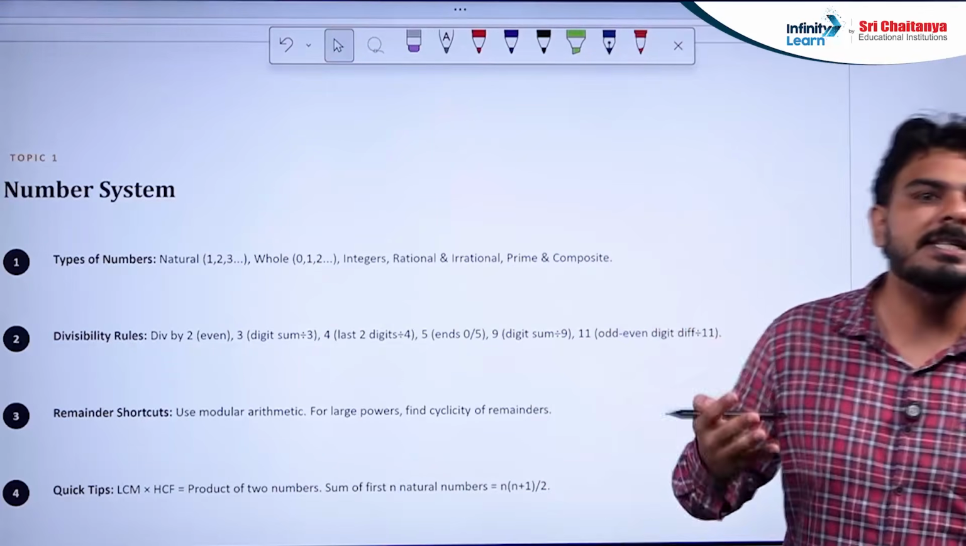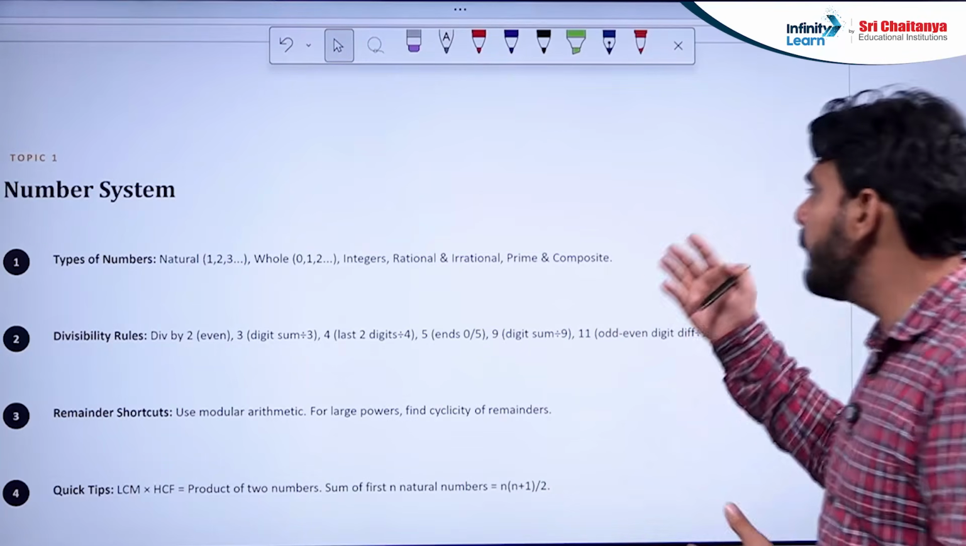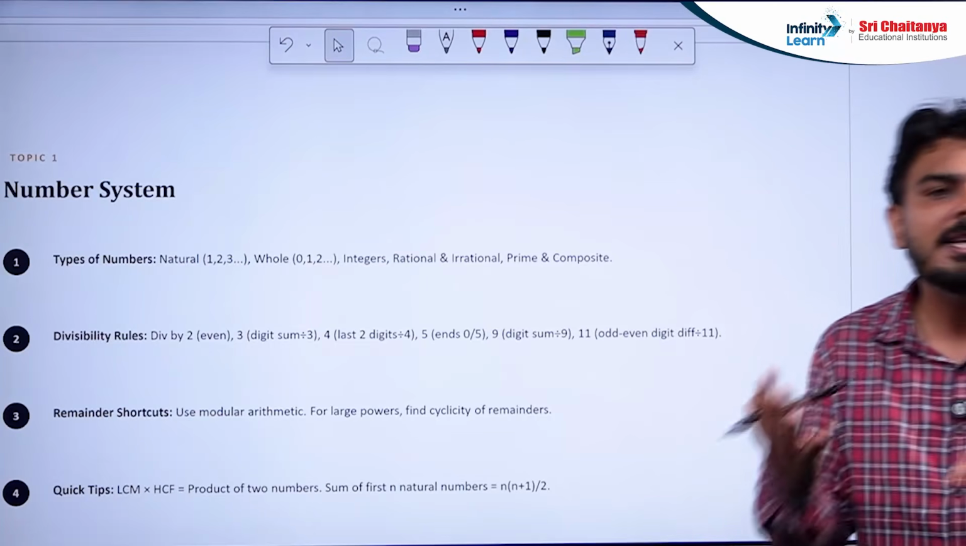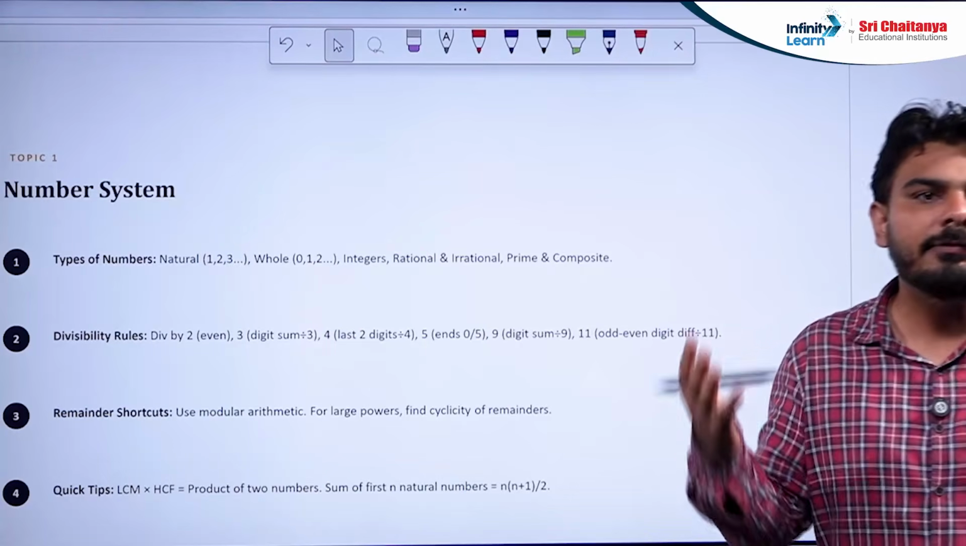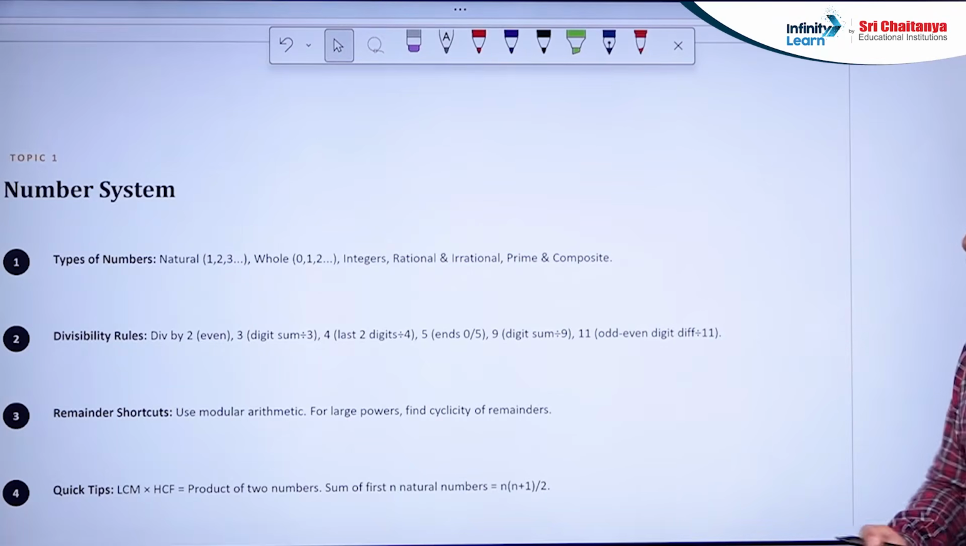Like integers, natural numbers, whole numbers. As it is written here also, there will be whole numbers, integers, rational numbers, irrational numbers. This might be class 10 students. These things you have been studying since, I think, 6th, 7th, 8th standard. So these things are very easy for you.